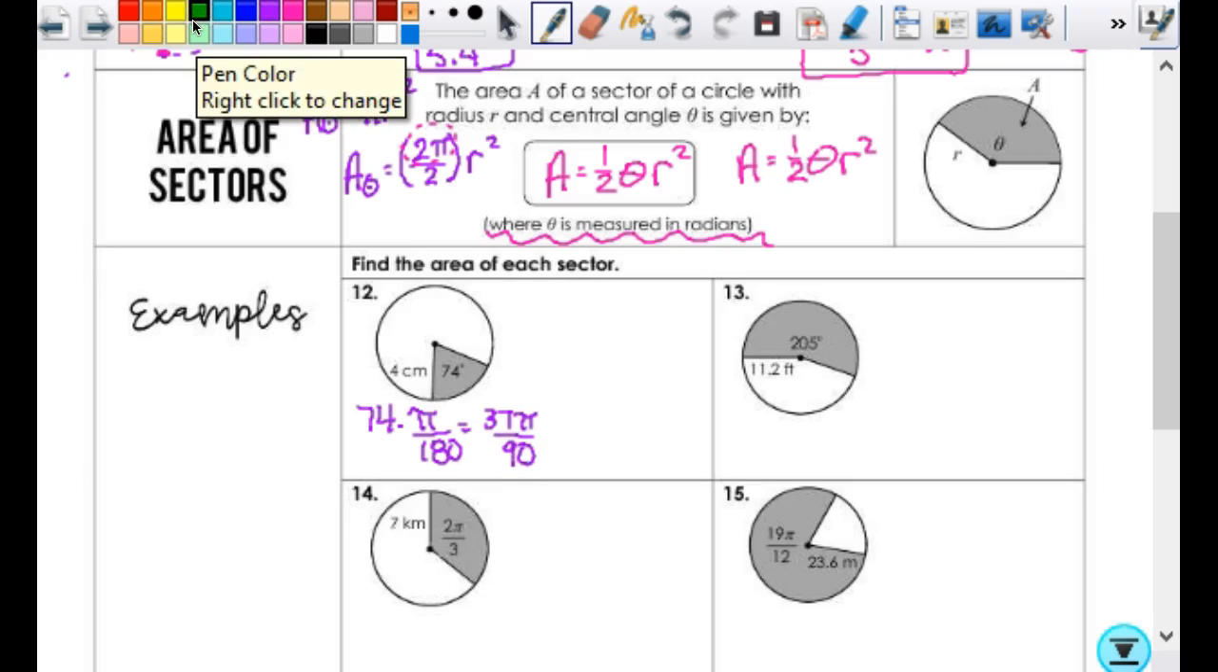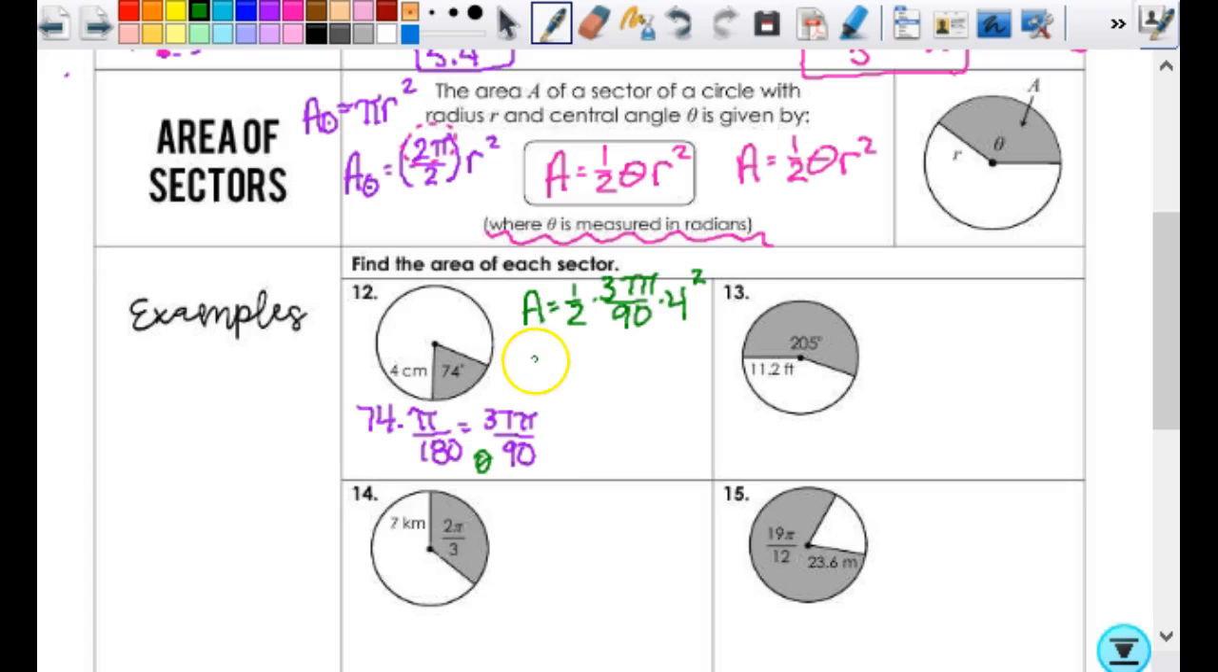So now that you have this, because this is your theta, you get A equals 1/2 times 37 pi over 90 times r squared, and that's 4 squared. You can type all that in the calculator at once using the square. Like 4 squared is 16, so if it's easier for you to type in 16, that's fine. But if you type 4 and then just hit the square button, type it all in, and get the area of the sector to be what?